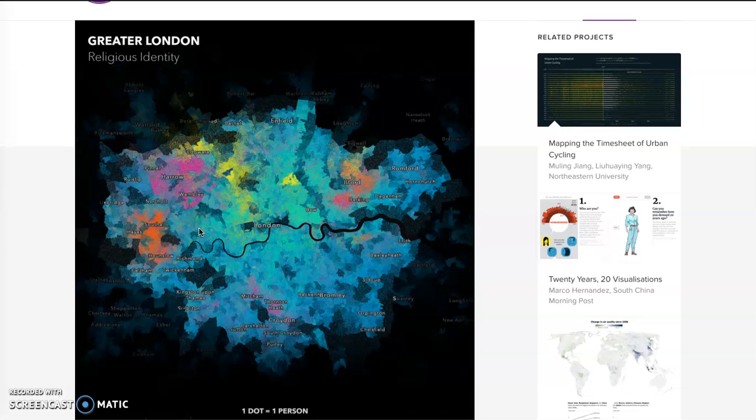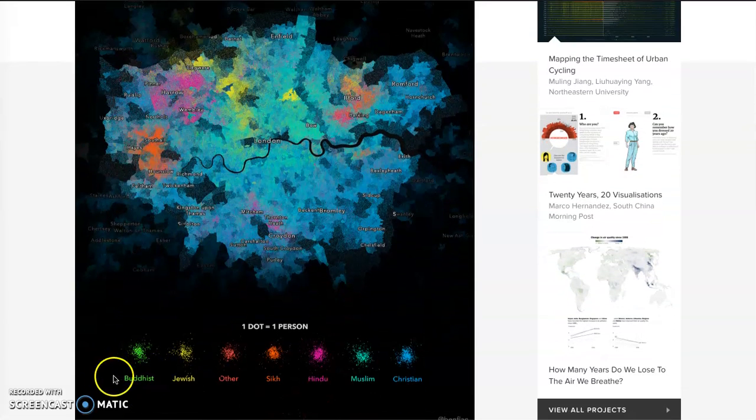Mr. Flanagan took data from the 2011 census of the Greater London area and plotted each person's recorded religious identity to their recorded address on this geographic map of the area. Non-religious individuals were excluded from this density map. It's essentially a dot density map in which a single dot represents one person and different colors represent different religions. For example, you can see here that green represents Buddhists and Christians are represented by blue.